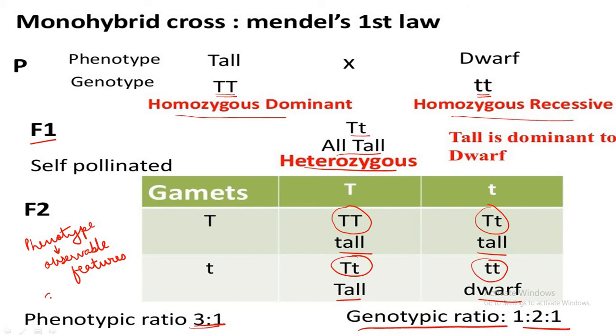Where genotype is the genetic combination, that is capital T capital T, small t small t, or capital T small t together. This is the genotype. So here you can see there is one plant which has capital T capital T, so this one is for that. There are two plants which have capital T and small t. So 1 is to 2 is to 1, and the last one is for small t small t. Okay, I hope you have understood the monohybrid cross and the phenotypic and genotypic ratios of the monohybrid cross.